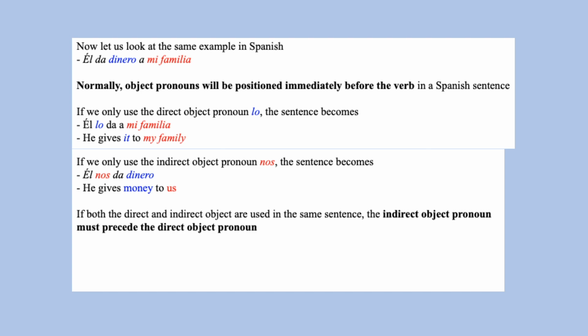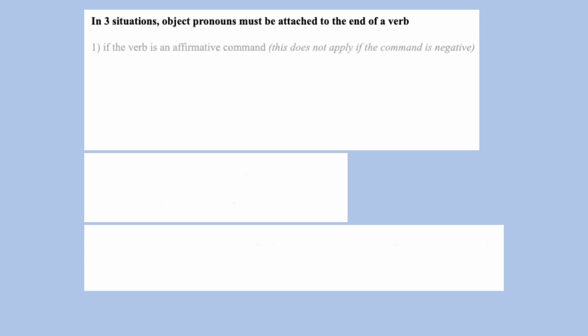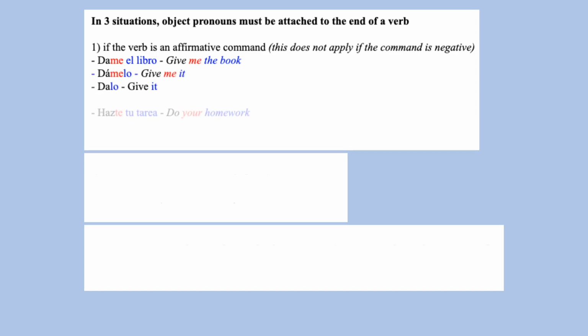Now, if we use both in the same sentence, the direct and indirect object pronoun, then the indirect object pronoun will precede the direct object pronoun. Él nos lo da. He gives it to us. In 3 situations, the object pronoun will be attached at the end of a verb. First, if the verb is an affirmative command, but not for a negative command. Dame el libro. Dámelo. Dalo. Hazte tu tarea. Háztelo. Hazlo.